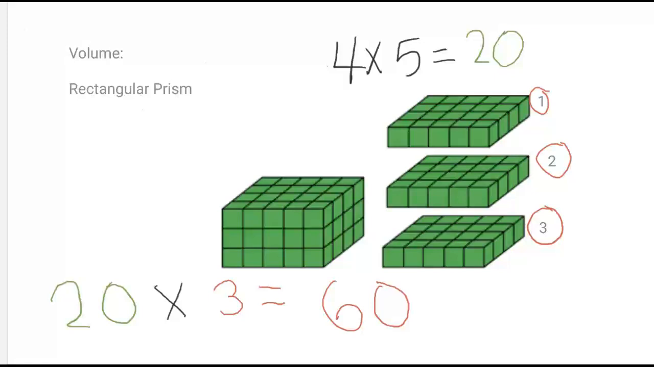The expression we can use to find the total volume of the rectangular prism is 20 multiplied by 3, which gives us a volume of 60 cubic units. The 20 refers to the 20 cubes that are in each layer. The 3 comes from the 3 layers of the 20.